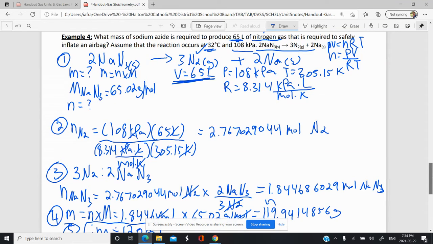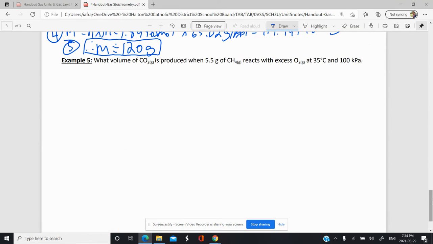In this video, we're going to do the last example in our handout for stoichiometry and the ideal gas law. So let's start off by reading the example. What volume of CO2 is produced when 5.5 grams of CH4 reacts with excess O2 at 35 degrees Celsius and 100 kPa? So let's start off by writing our balanced equation.